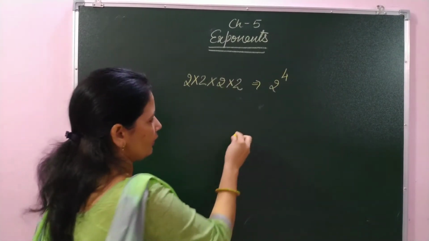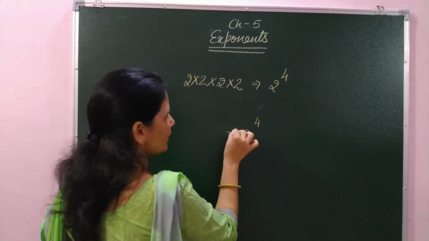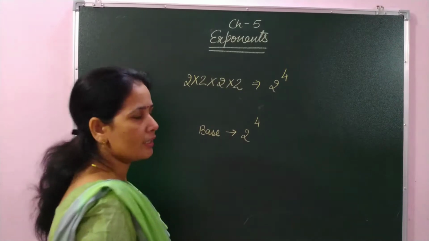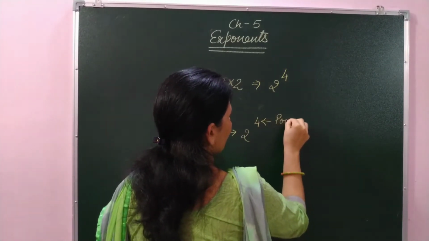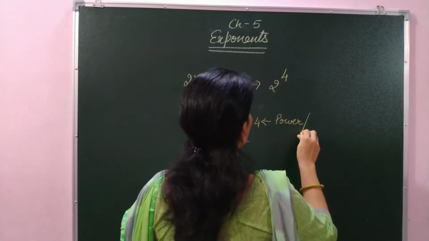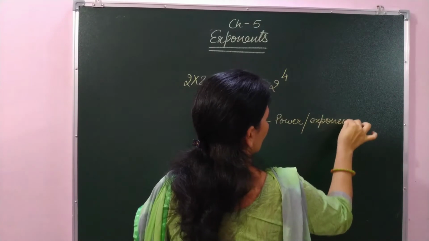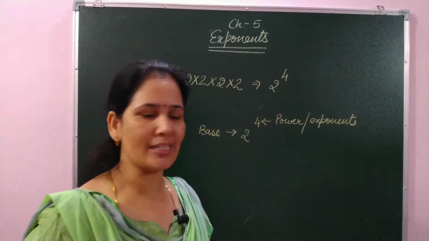So students, if we have written 2 raised to the power 4, this number 2 is called the base. Okay, and this number 4 is called the power, and the power can be written as exponent. So this 2 is the base and 4 is the power.